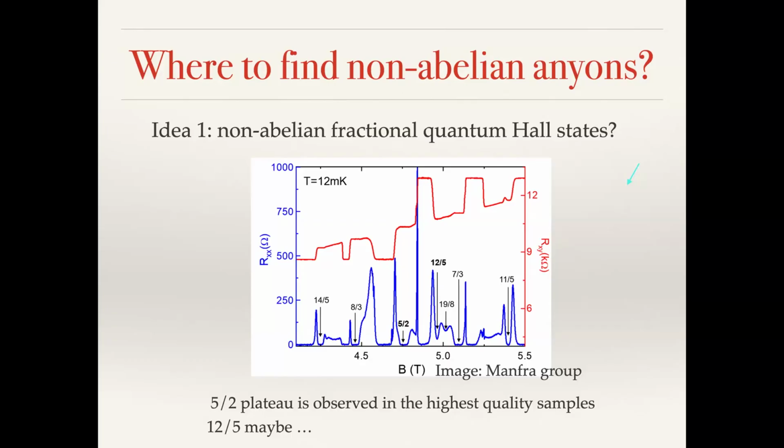So you might say, well, what about the fractional quantum Hall effect, right? And if you have really, really clean samples, you see this nice plateau at 5/2. And the idea is that this is potentially a non-abelian state. Maybe you see a hint of a plateau at 12/5, which could also be another non-abelian state. But the sample quality here has to be extremely high. The experiments are very hard to do. And so I think here there's been a lot of controversy about things like measuring fractional statistics.